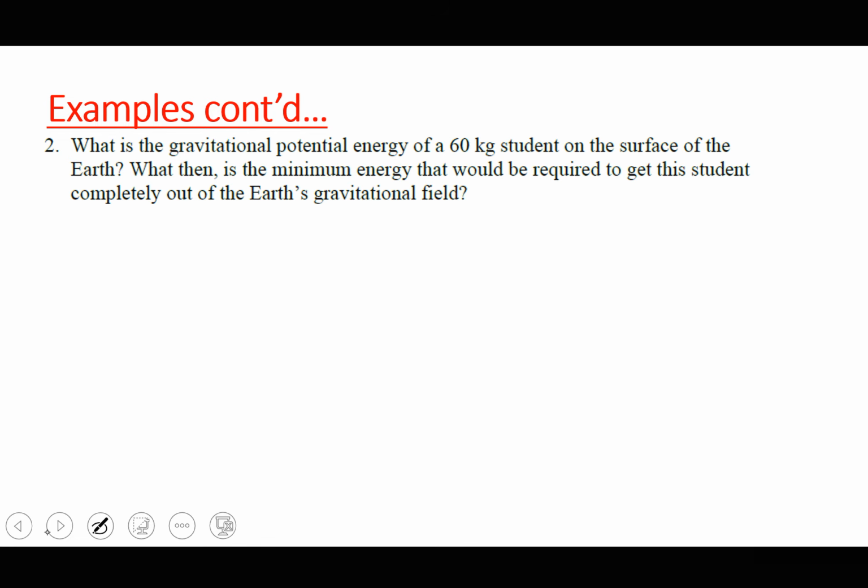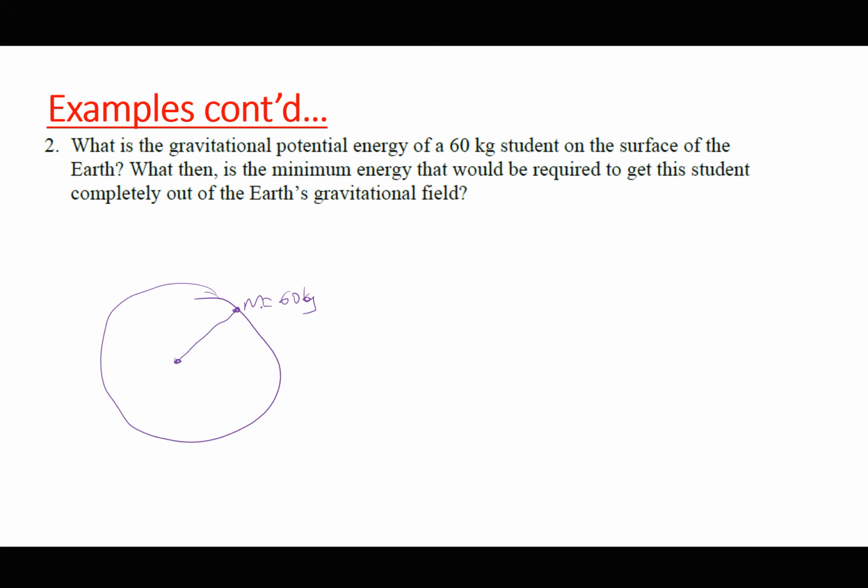Now, I want to let you know that potential energy is not zero on the Earth's surface, because with reference to infinity, potential energy is zero at infinity. When infinity is the reference point, potential energy on the Earth's surface is not zero. If you are standing on the Earth's surface, a small mass of you, 60 kilograms, is standing somewhere there. What is the gravitational potential energy on the Earth's surface?